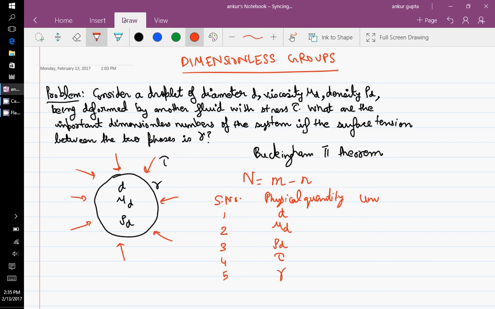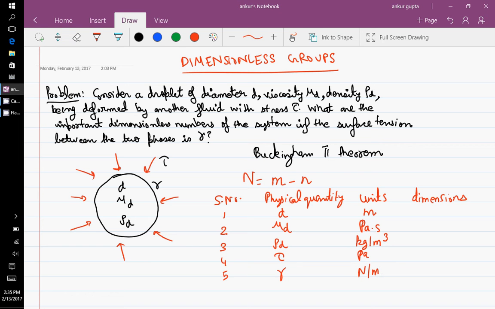And what are the units of these physical quantities and what are the dimensions? So the units of diameter would be what? It would be meters, because it's a unit of length. Of viscosity, we have discussed in class, it is Pascal second. Of density is kg per meter cube. Of tau is pascals. And of surface tension is Newton per meter.